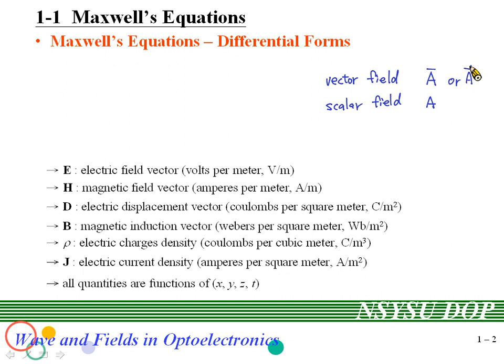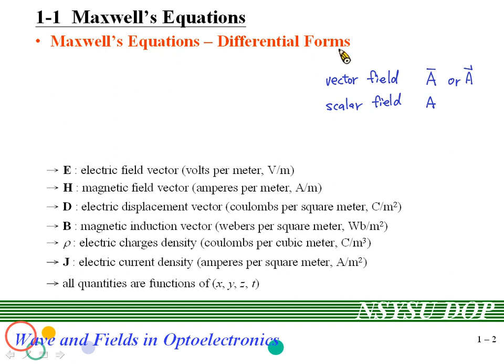Besides, we also have the sources that induce the EM field, where rho is the electric charge density, and J is the electric current density. All the quantities above are functions of x, y, z, and t. So, since we have defined all these quantities, let us write down the Maxwell equations in differential forms.